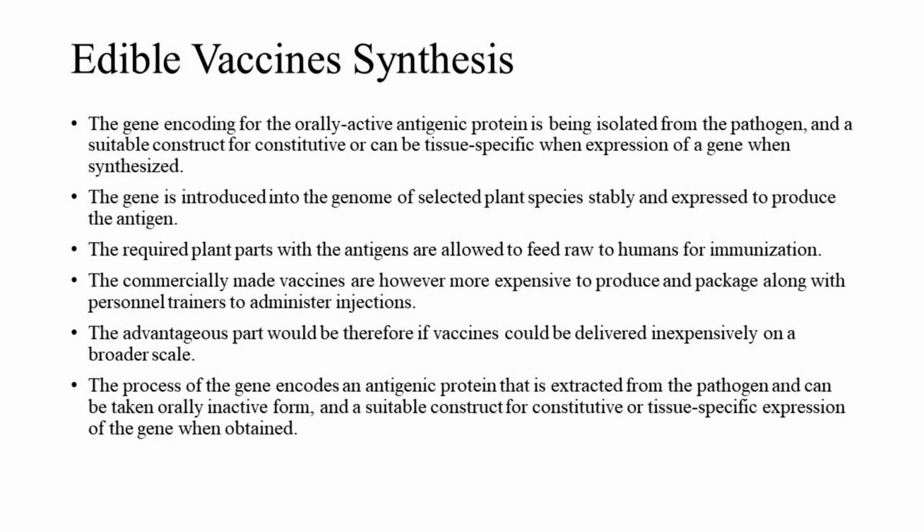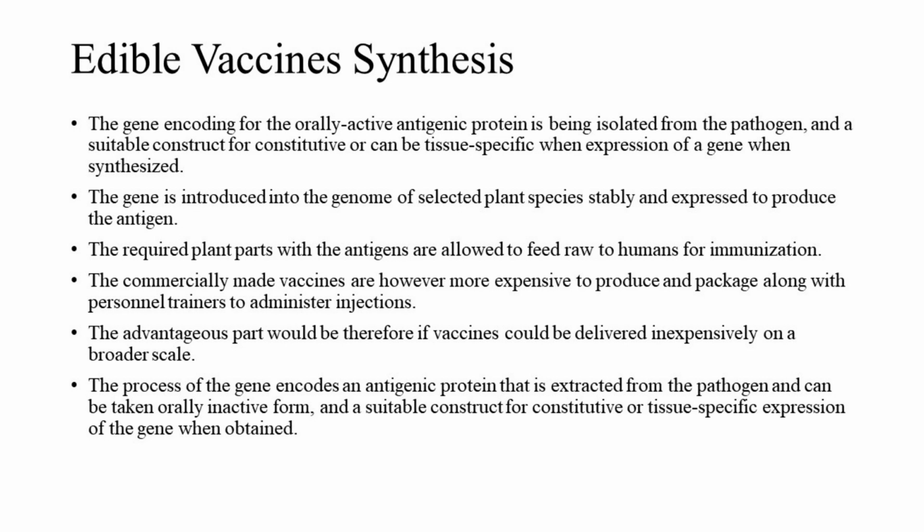Edible vaccine synthesis. The gene encoding for the orally active antigenic protein is being isolated from the pathogen, and a suitable construct for constitutive or tissue-specific expression of the gene is synthesized. The gene is introduced into the genome of selected plant species stably and expressed to produce the antigen. The required plant parts with the antigens are allowed to be fed raw to humans for immunization.